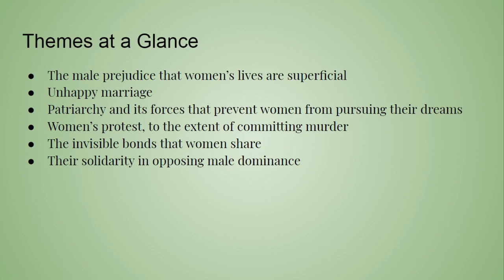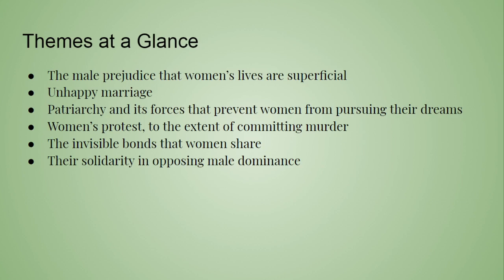And also there are invisible bonds. Mrs. Hale and Mrs. Peters are the only characters who understand Minnie Foster, who understand the reason why she killed her husband. The other characters of the play, who are men, the attorney, the sheriff and the farmer, do not understand the reason why she killed her husband. So the play puts forward the notion of some kind of commonality, some kind of an invisible bond shared between and among women in general.